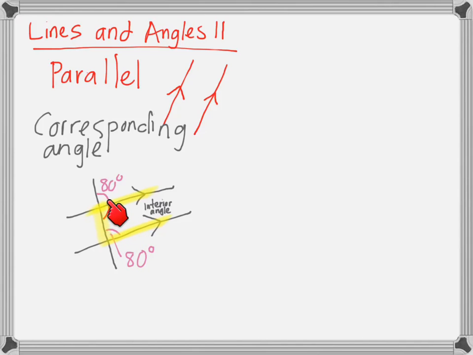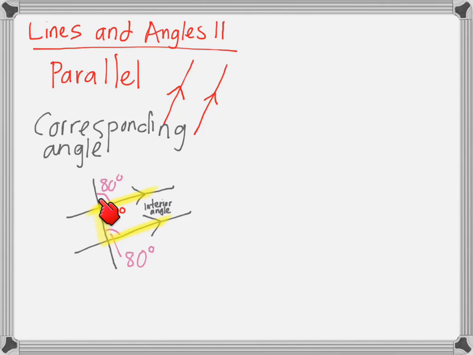This angle plus this angle must equal 180. That's why this angle is 80, because 100 plus 80 gives 180. Interior angle means you see a U shape, and the two angles inside the U added together must equal 180 when the two lines are parallel. And if this angle is the same as this angle, this is what we call corresponding angle.